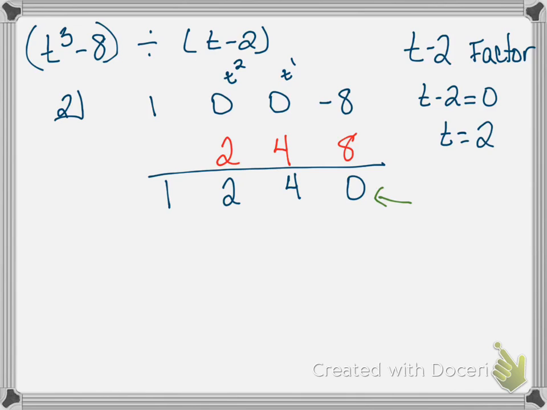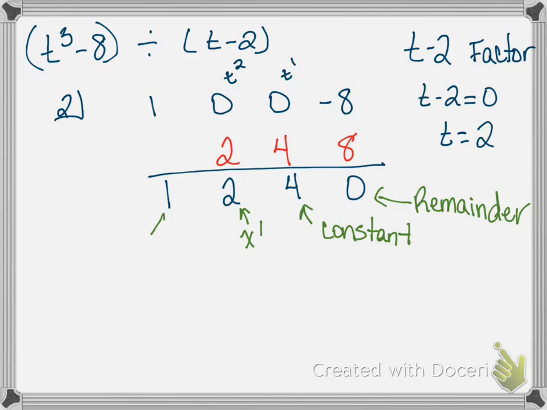is always my what? Remainder. Good. That 0 is always my remainder. This right here is always my what? We call it constant. There's no x with it. That's my constant. What is this? X to the, what's this? X to the second. Okay.